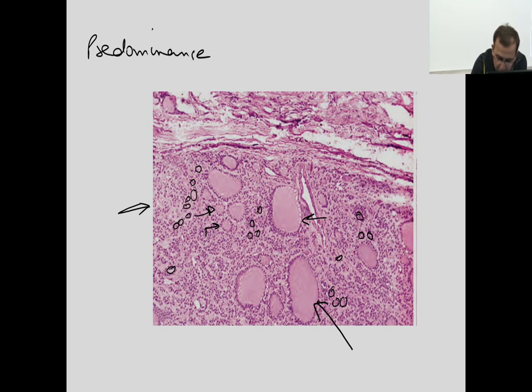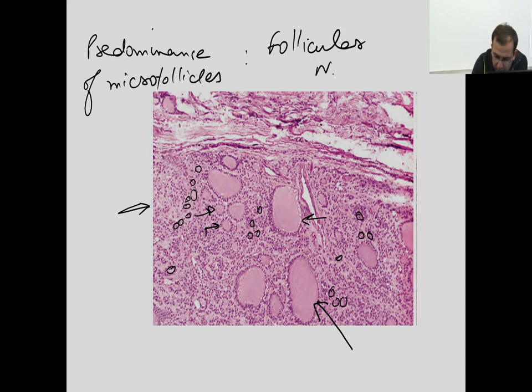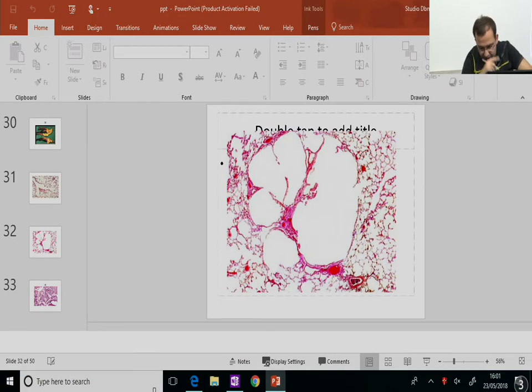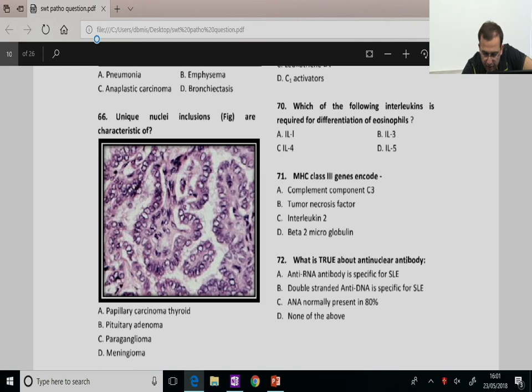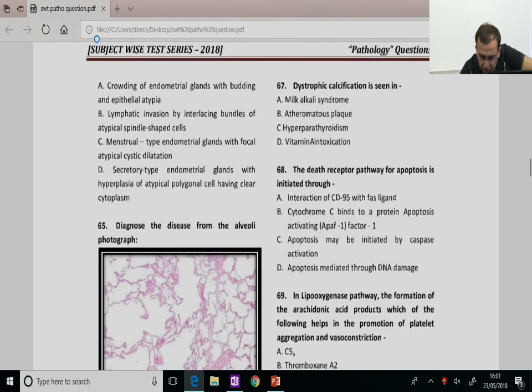Predominance of microfollicles makes it a follicular neoplasm. I do not know whether it is adenoma or carcinoma. For that, we need capsular invasion or metastasis. Next, this gets us to the next question. So question number 66, the answer is PTC, papillary thyroid carcinoma. Meningioma shows whorling. We'll see that later.